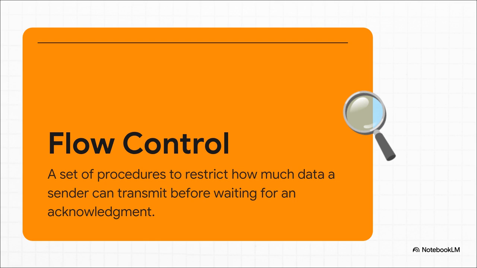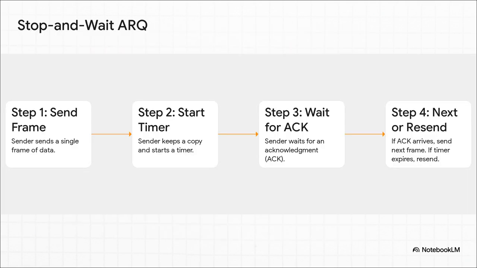It's basically a set of rules that limits how much data the sender can blast out before it has to hit the brakes and wait for an all-clear signal, what we call an acknowledgement, from the receiver. One of the simplest ways to do this is a protocol called stop and wait, and it works, well, exactly like it sounds. The sender sends one single chunk of data, we call it a frame, and then it just stops. It won't send the next frame until it gets an acknowledgement, an ACK, from the receiver confirming that the first frame got there safely.